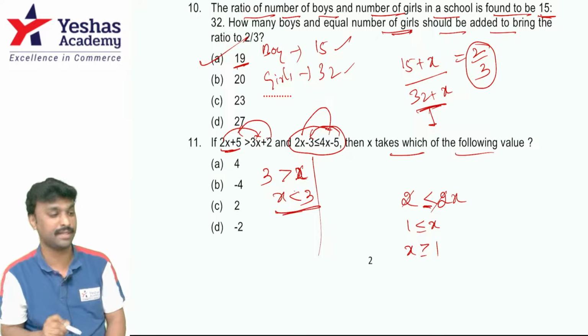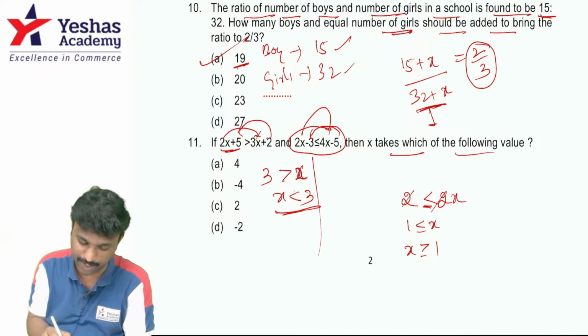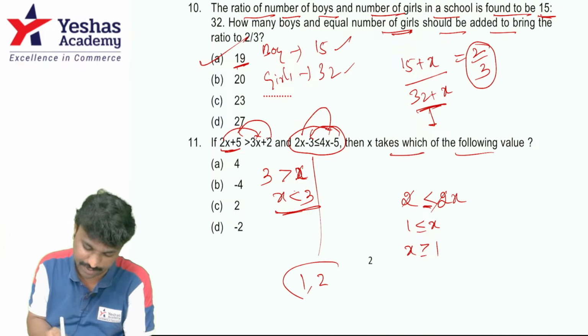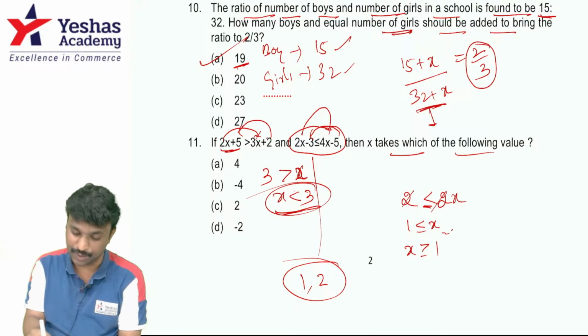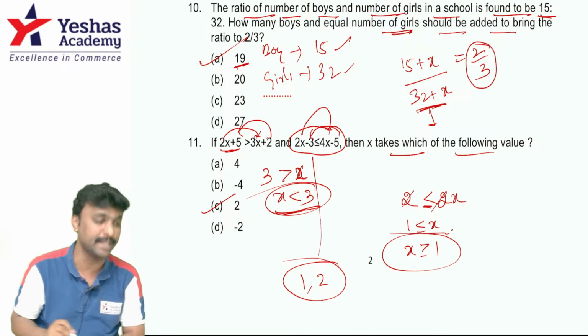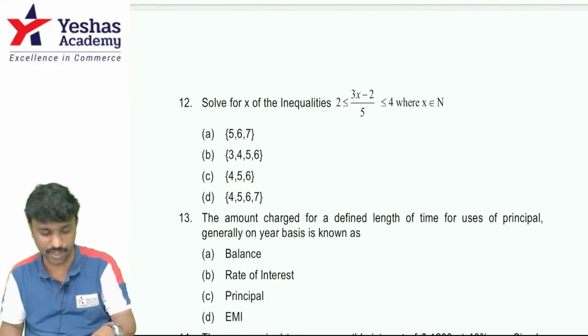So x should be less than 3 and x should be more than or equal to 1. What are the possible values? Can be 1, can be 2. That is what satisfies these two. So among the given options, it is option C. Have you understood? Guys, moving on to the next question.